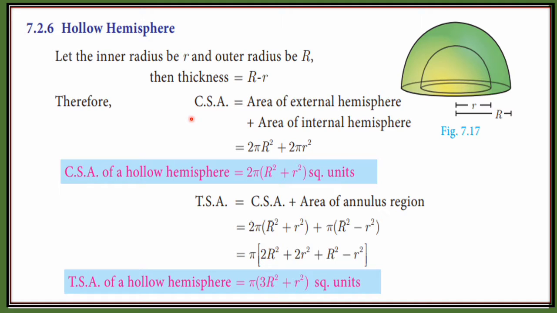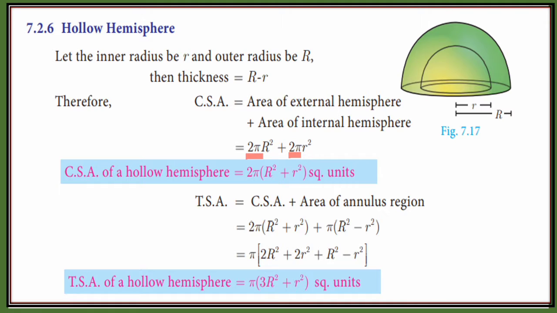CSA of a hemisphere. CSA of a hemisphere equals the area of the external hemisphere plus the area of the internal hemisphere. What's the area of a hemisphere? In the previous session, we learned the area of a hemisphere equals 2 pi r square. External means we substitute capital R, internal means we substitute small r. Take 2 pi common. CSA of a hemisphere equals 2 pi into the bracket capital R square plus small r square, square units.